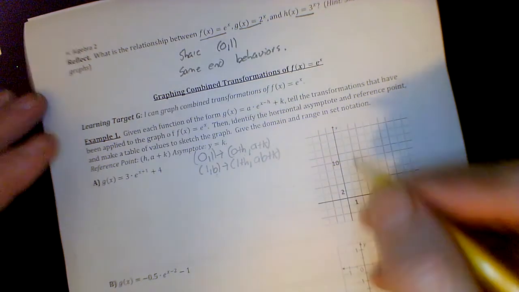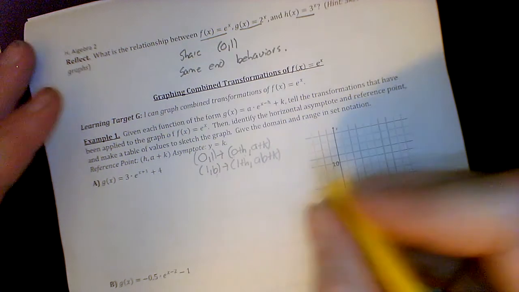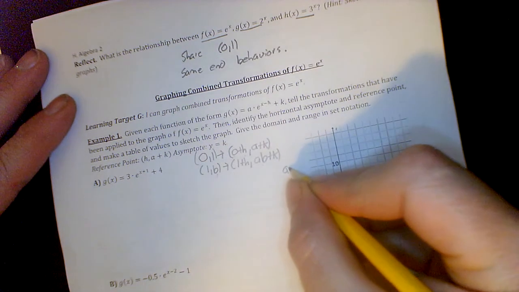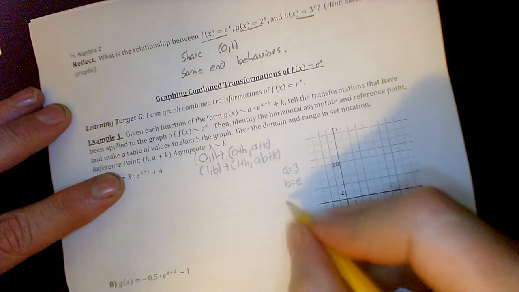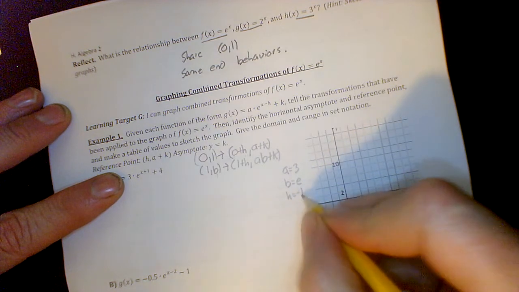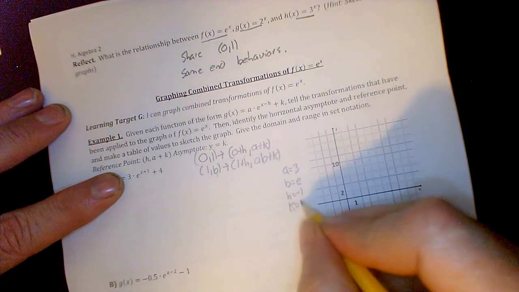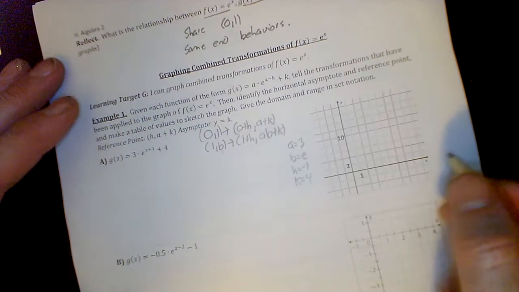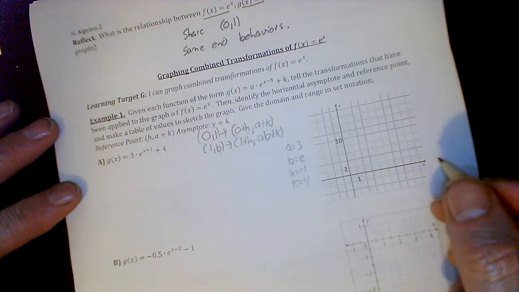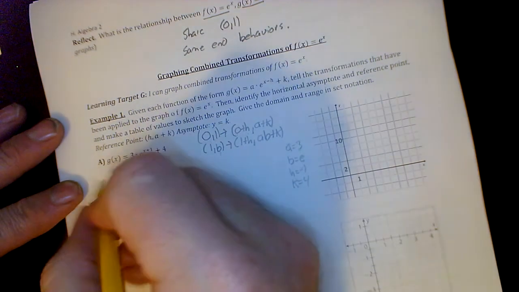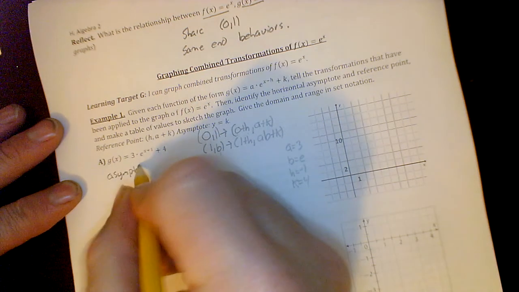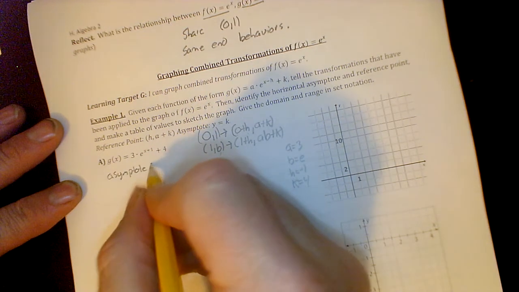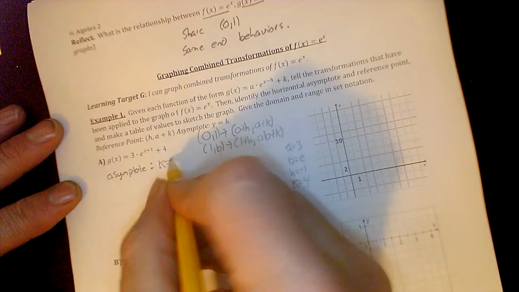So I want to show you how easy this is if you just remember what we learned a couple days ago. I write my a value, which is 3, my base, which we know is e, my h value, which is negative 1, and my k value, which is 4. We've got those down there, all right? And asymptotes are done the same way. My asymptote is still the k value, k equals 4.